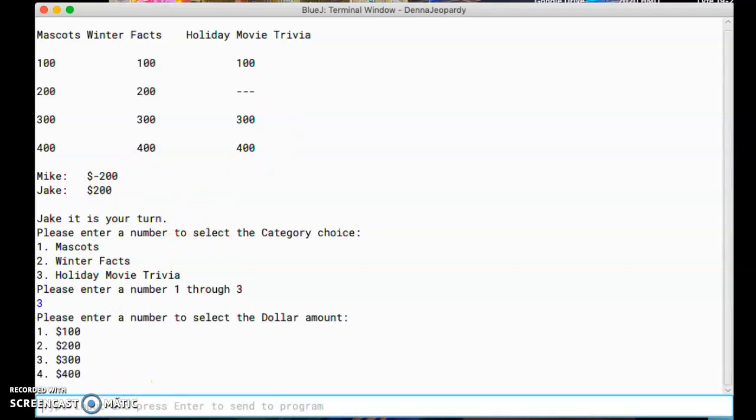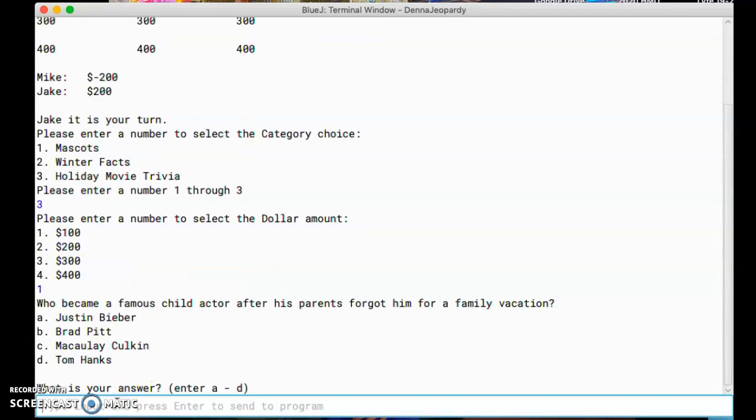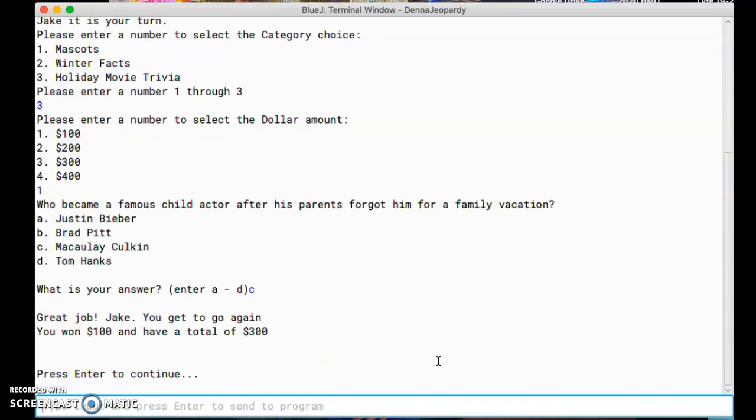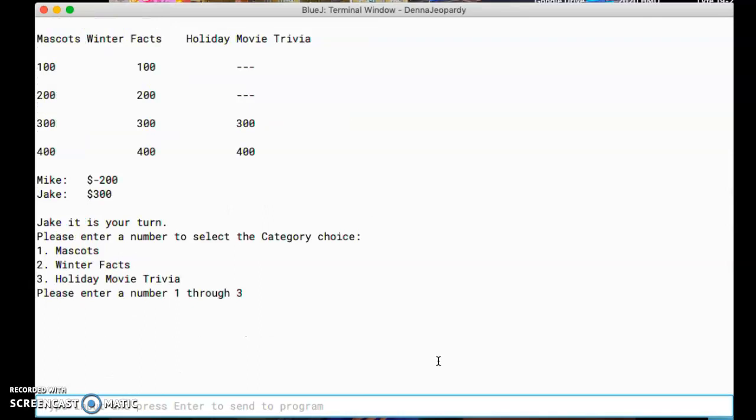So let's just say he goes with winter facts for 100. Child famous actor, actor's parents forgot him at a family vacation. This would be Macaulay Culkin. So he gets that correct. He gets to go again. Press enter. So now again, we see his amount of money has increased.